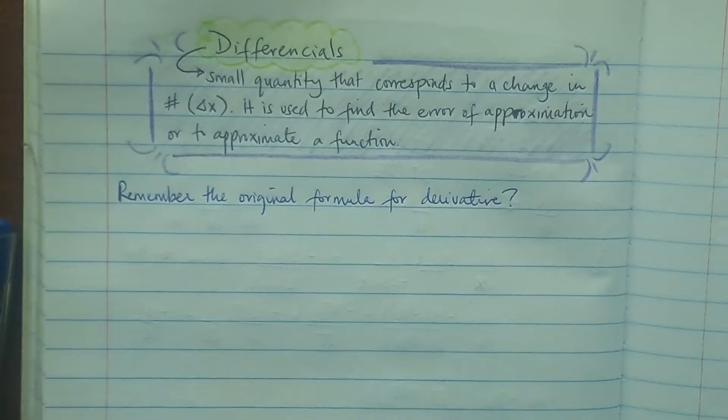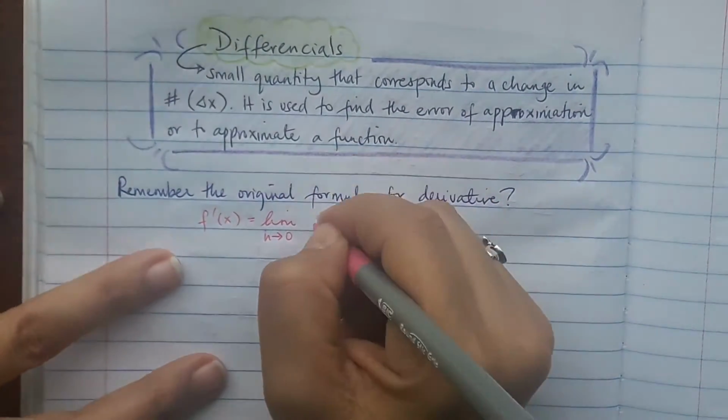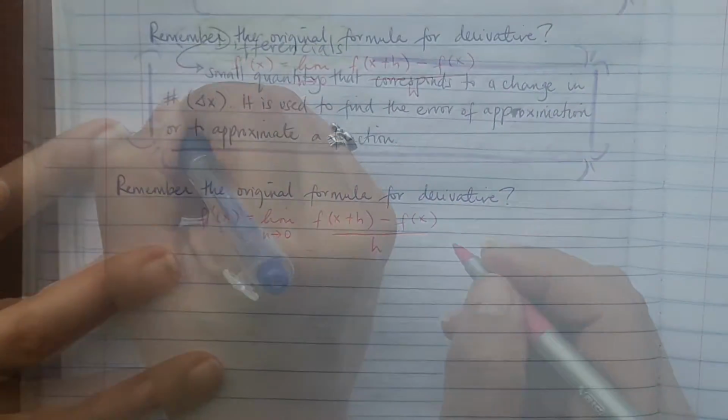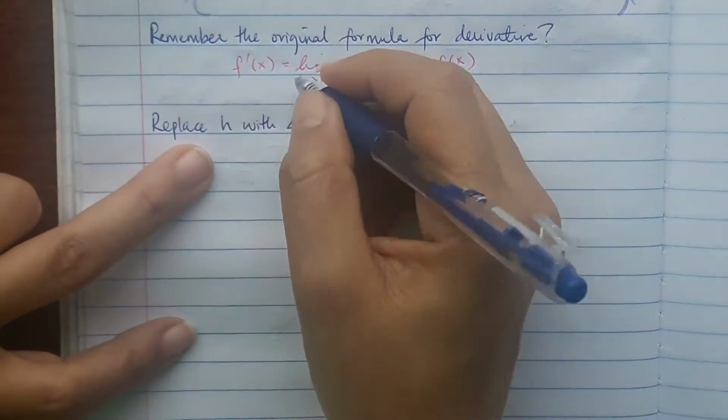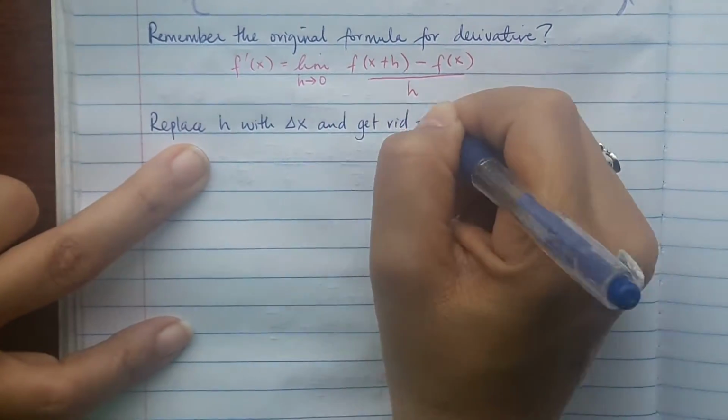Alright, so do you remember the original formula for derivative? It was f prime of x as the limit as h approaches 0 of f of x plus h minus f of x all over h, right? So let's replace h with a change in x and get rid of the limit. So now we're going to get an approximation of the derivative.